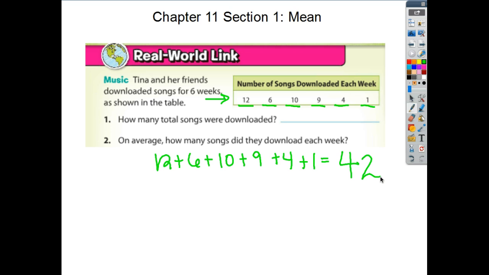And then after that, like the definition said, I have to divide by the number of data points. So there was 1, 2, 3, 4, 5, 6 data points. So I take 42, I divide that by 6, and I find out that the average number of songs downloaded was 7. Okay, the average number of songs downloaded was 7. That's my balance point. Some people downloaded more, some downloaded less, but 7 was that balance point, was that mean, or what we also call average.